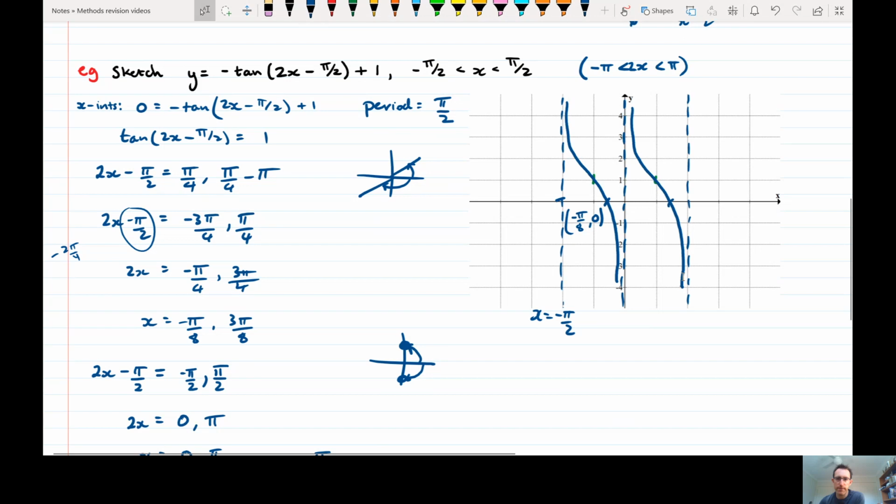then this value here is half, which is negative pi on 4. This is going to be half again, negative pi on 8. And same thing over here. Halfway between these two will be 3 pi on 8, which is what we're looking for. So that there is going to be 0 and 3 pi on 8 like this. And the vertical asymptote there is going to be x equals pi over 2. And that is how you sketch tangent graphs.